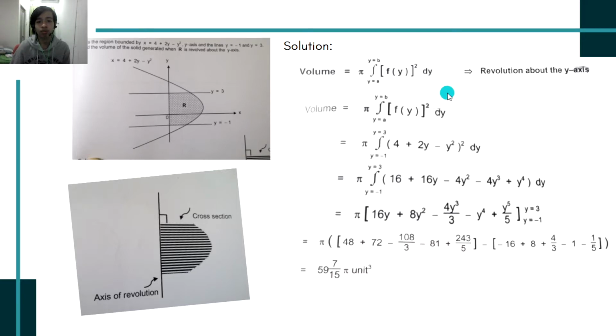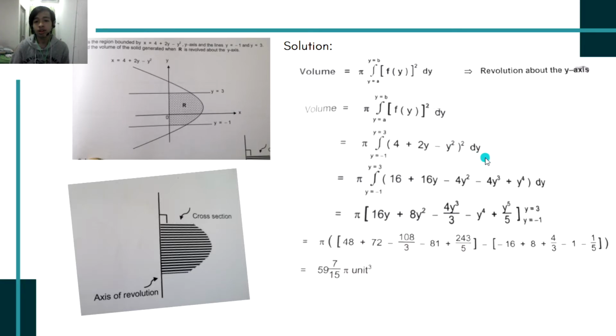So our setup for this question is volume is equal to pi integral, upper bound 3 and lower bound negative 1, of the bracket, which is here 4 plus 2y minus y squared, squared dy.